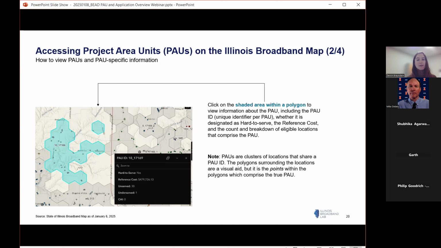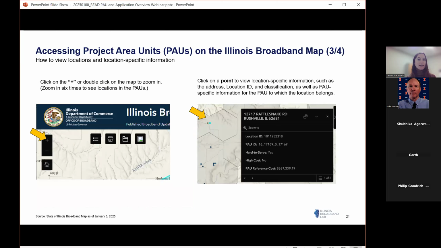A couple of other tips here. We suggest clicking the plus button or double clicking on the map around 5 or 6 times to zoom in to actually see the locations. And then if you want to see point-specific information, you can click on a dot and it'll light up blue, and then you'll see a pop-up like the one on the right here.